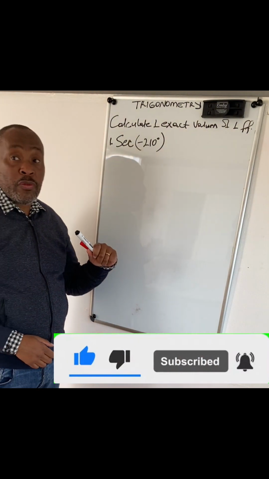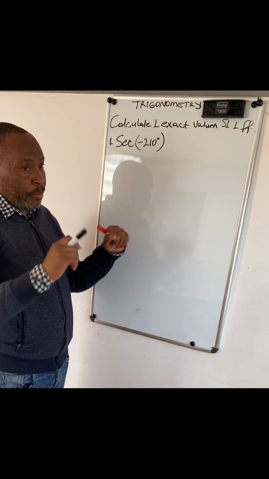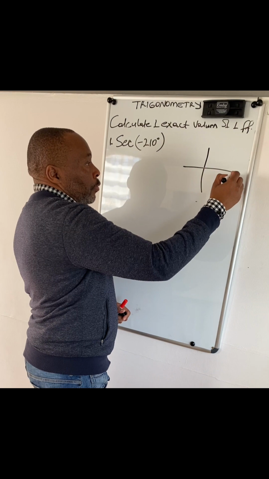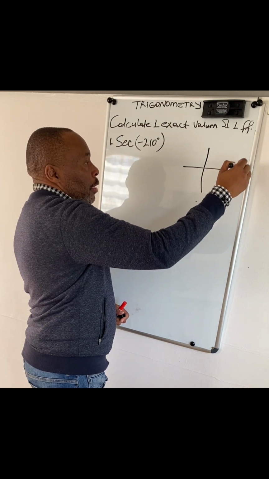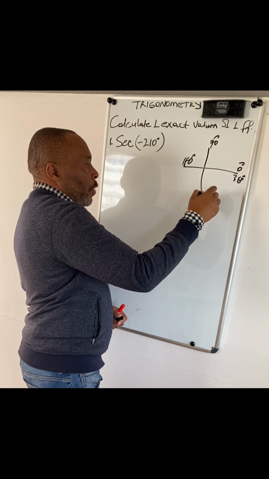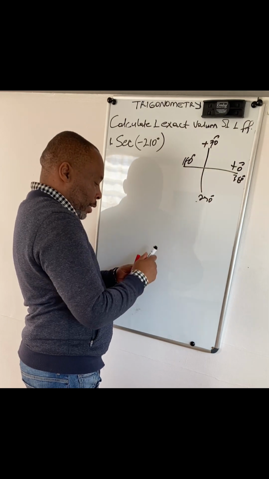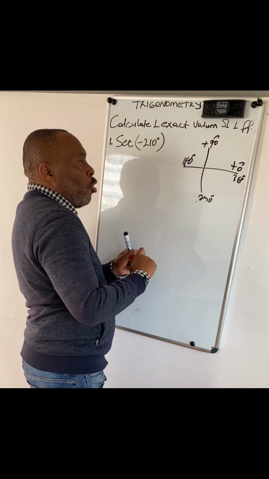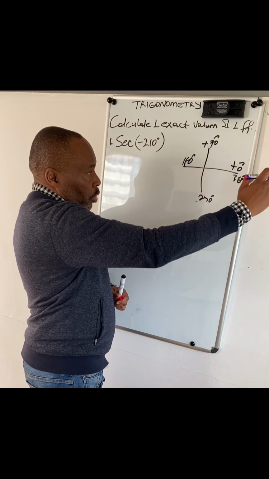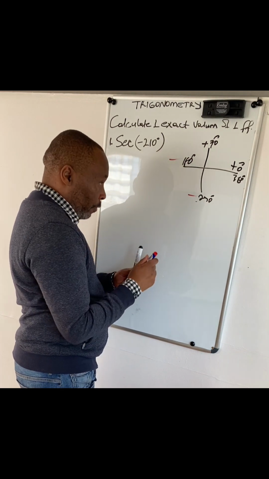Calculate the exact values of the following: sec(-210°). Let's go again here. We have our 360 degrees, 0 degrees, 90 degrees, 180 degrees, 270 degrees, and here we've got a plus and a plus. Both 360 and 0 share the same position, on the positive side of x, so this is negative, this is negative, right?